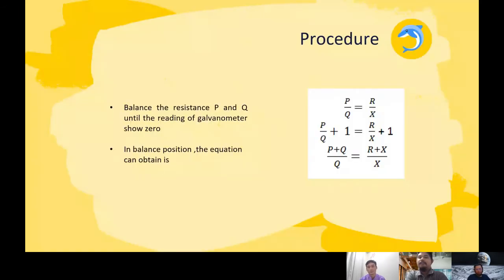First, let us go into the procedure. We need to balance the resistances P and Q until the galvanometer reading reaches 0. In the balanced position, the equation we obtain is P over Q equal to R over S. Then we can expand it, and we get the final form: P plus Q over Q equal to R plus S over S.